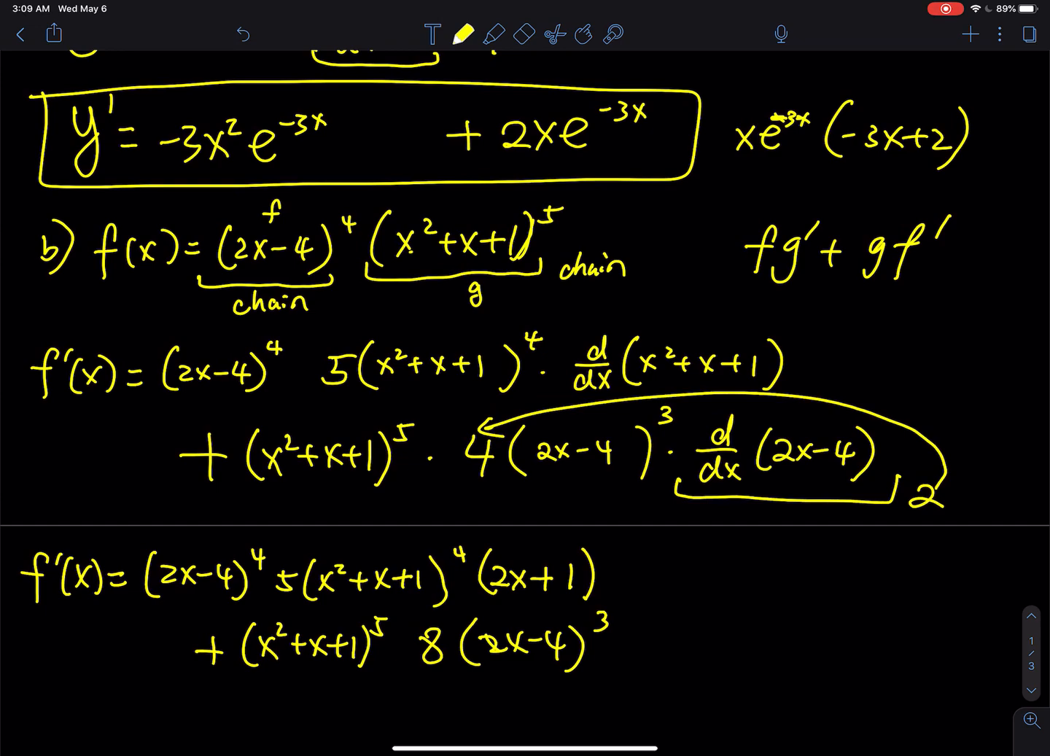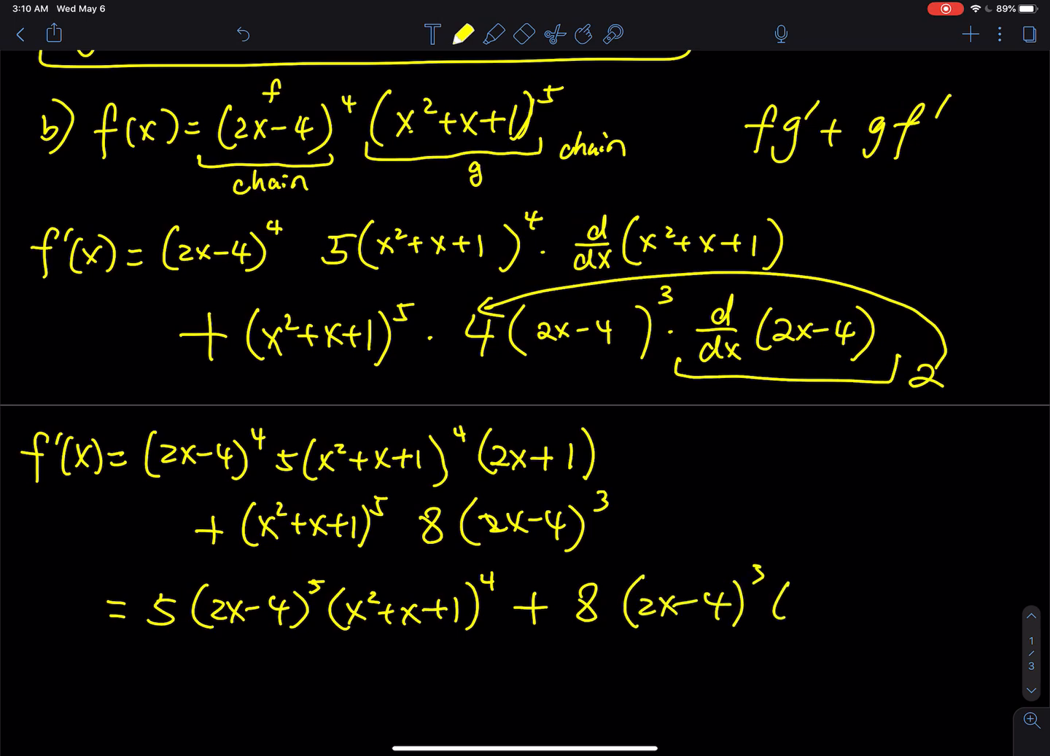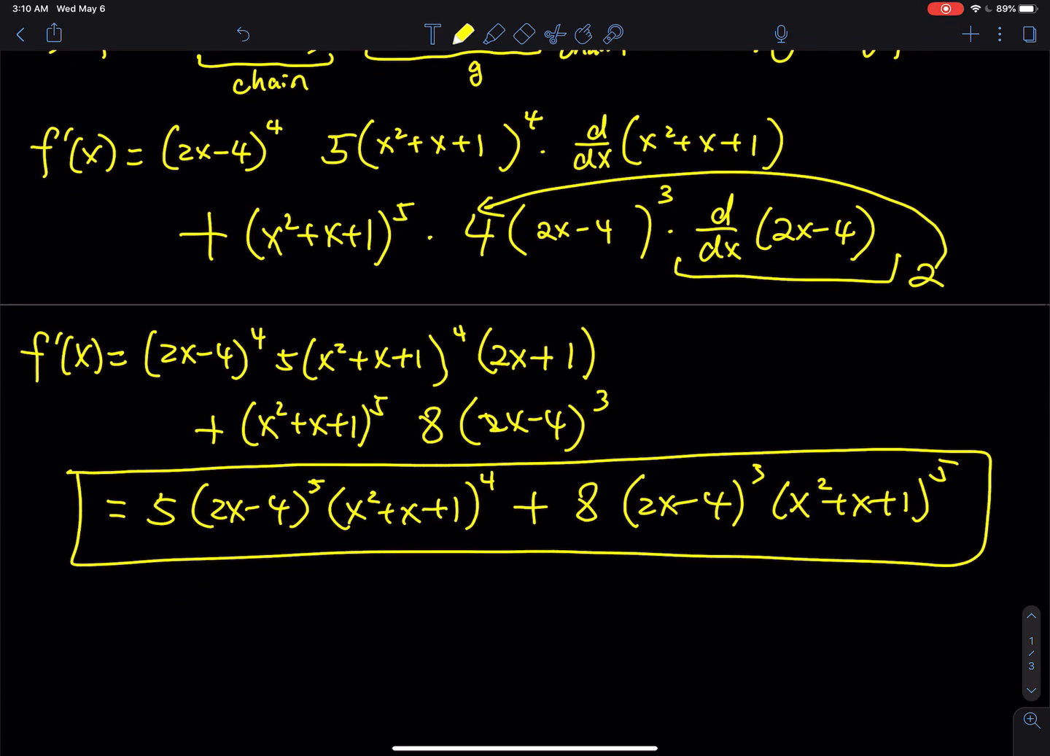And then you can simplify as much as possible. So we have 5 times 2x minus 4 to the 5th, and then times x squared plus x plus 1 to the 4th, and then plus 8 times 2x minus 4 to the 3rd, and then x squared plus x plus 1 to the 5th. To me, I will just take that as a final answer. If your instructor would like you to put this in factored form, then you can do a factored form.